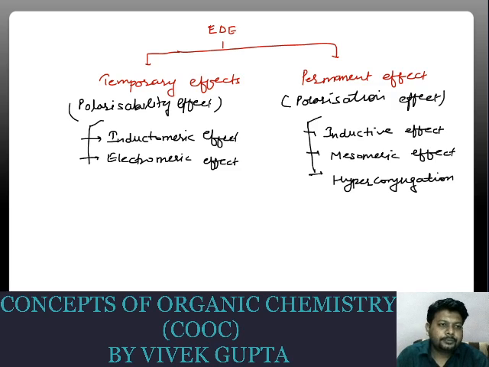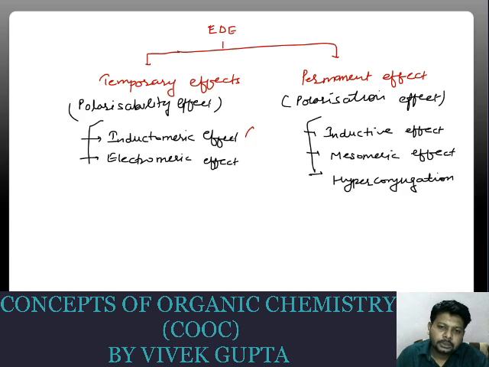Hyperconjugation. So in a nutshell, we can say we have to study 5 effects, that is inductomeric effect, electromeric effect, inductive effect, mesomeric effect, and hyperconjugation. Now what is the shorthand notation? Like these are names, but we have to represent some shorthand notation.